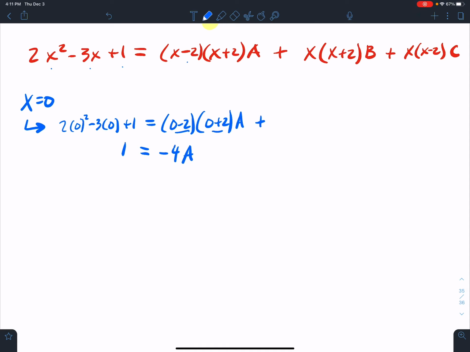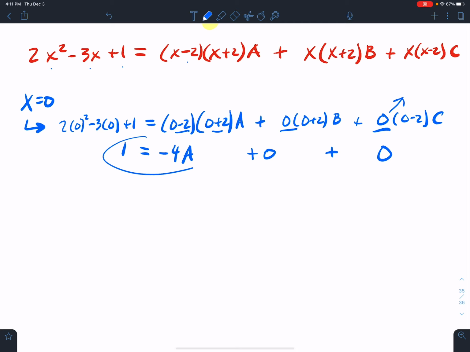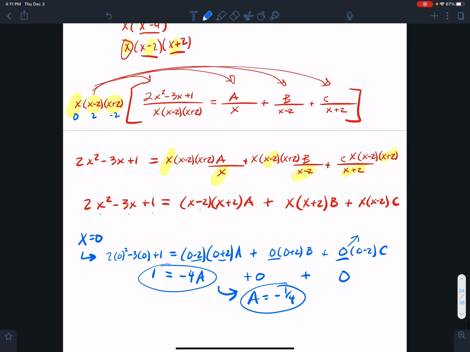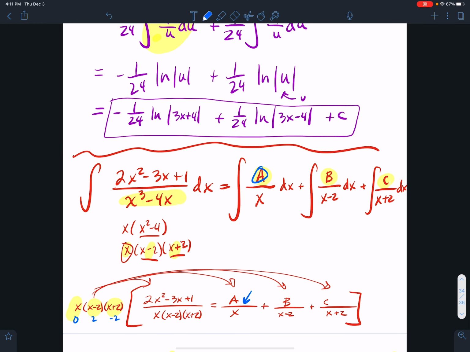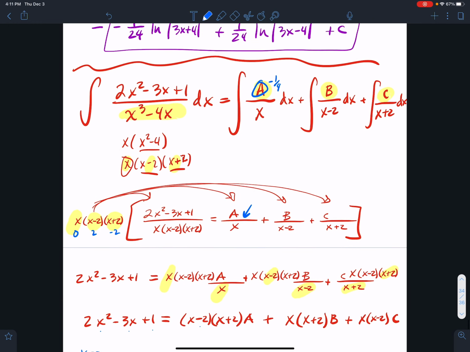And then 0 times 0 plus 2b. That's 0 times anything, that's going to get me 0, so who cares? And this last one, 0 times 0 minus 2 times c. Well, that 0 again is going to make all this go to 0, so who cares? So this tells me that a is equal to negative 1/4. So the term that has the x under it has a negative 1/4 coefficient there, so this needs to be changed to negative 1/4. All right.